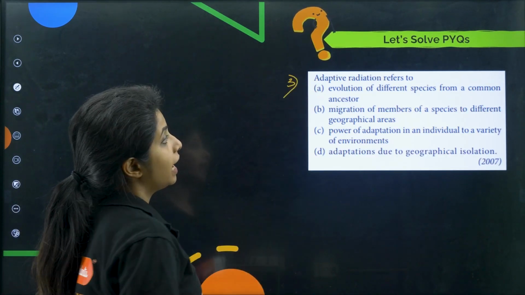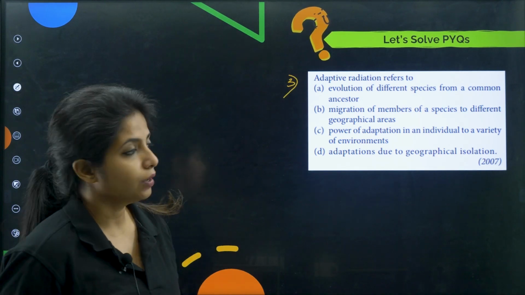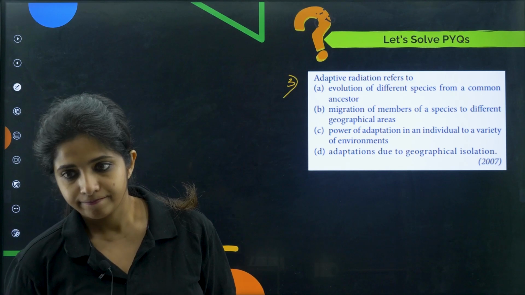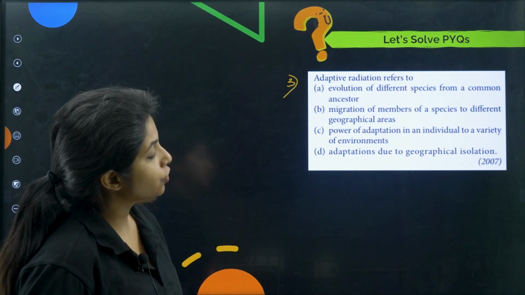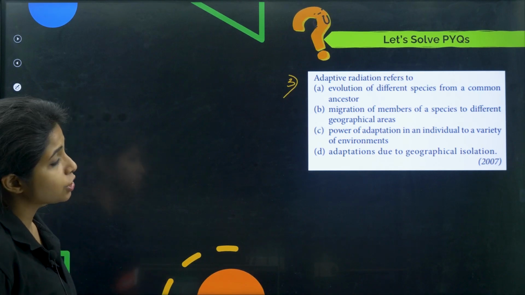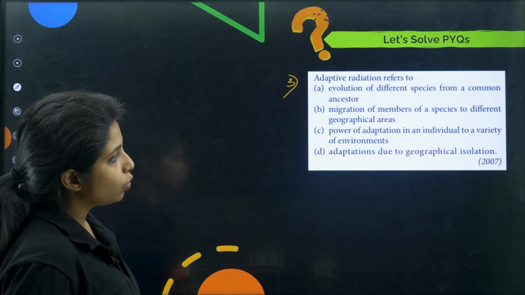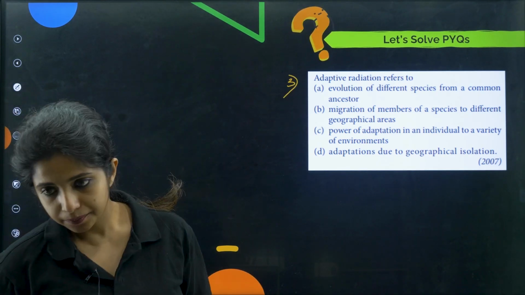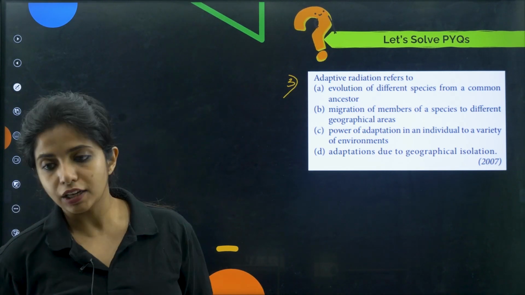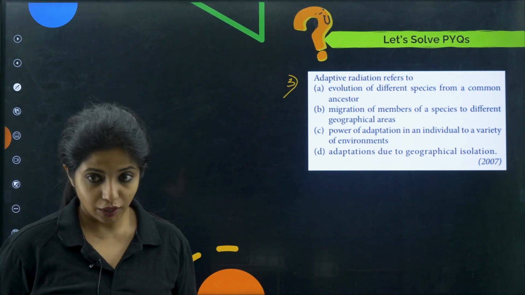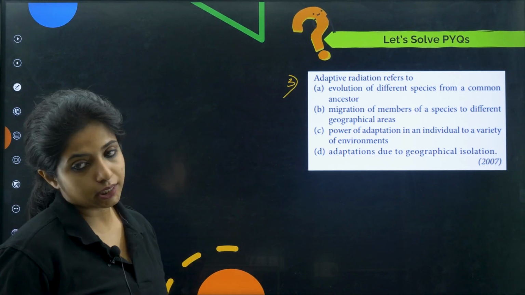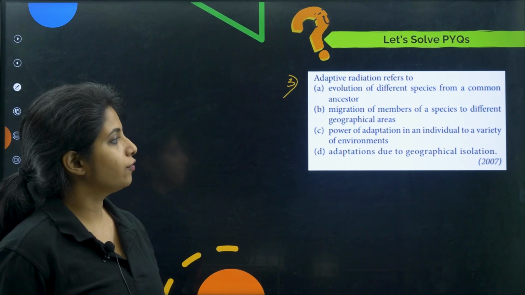Now third thing, adaptive radiation refers to: evolution of different species from a common ancestor, migration of members of a species to different geographical areas, power of adaptation in an individual to a variety of environments, or adaptations due to geographical isolation. So that is a tricky question. I hope you find the answer. Try to find the answer for this. Read it very carefully while answering.